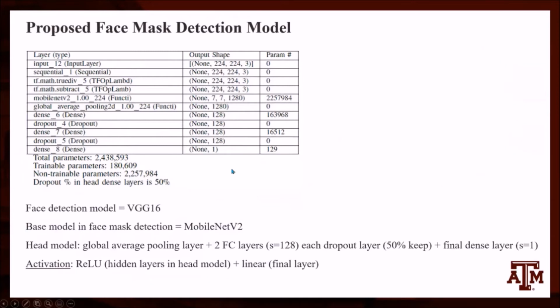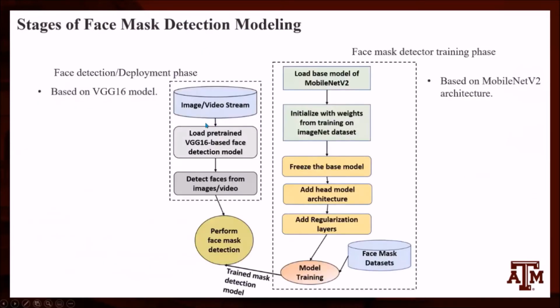And the final layer has only one neuron, and it classifies into two categories, that is a mask class or no mask class. Now in order to perform the face mask detection, we use the face detection model, which is based on VGG16 backend, and the base model in face mask detection is MobileNetV2. And as I explained, we use ReLU as activation in the hidden layers of the head model, and in the final layer we have linear activation. So these are the stages of face mask detection modeling.